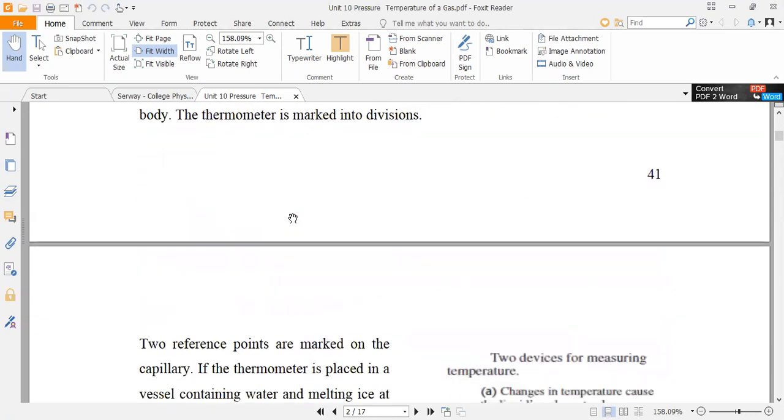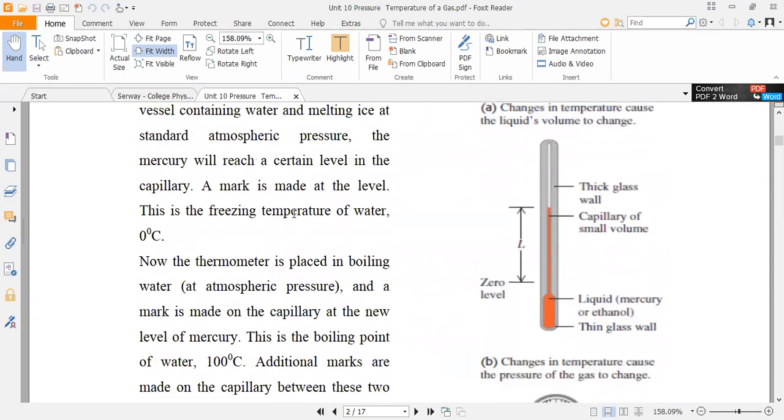So I'm sure you guys are familiar with the temperature scale of 0 to 100 degrees. Are you familiar with the temperature scale of, or should I say from 0 to 100 degrees Celsius? Are you familiar with this scale? Yes.